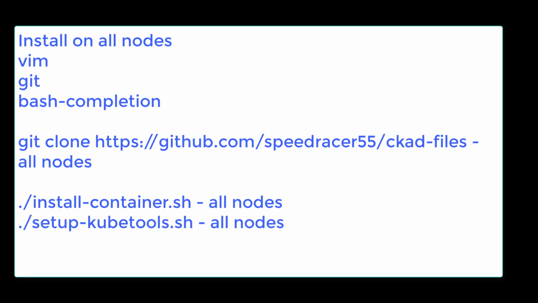You install Vim, Git, and Bash completion on all the nodes. Then you will clone the SpeedRacer 55 CCAD files, which is my GitHub repository. Then you will run the install container script and the setup container script on all the nodes as well. You'll also want to make sure the swap file is disabled on all the nodes. Firewall should be disabled, and configure the etc host file on the control node.